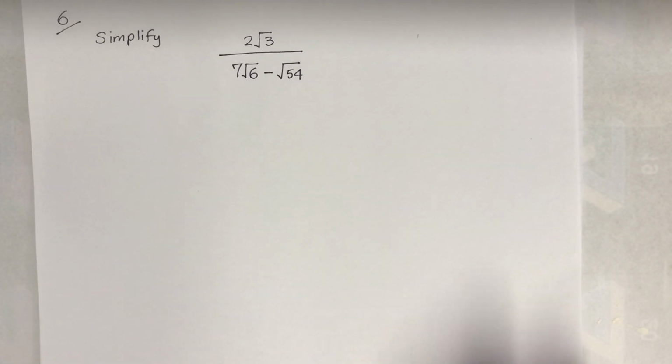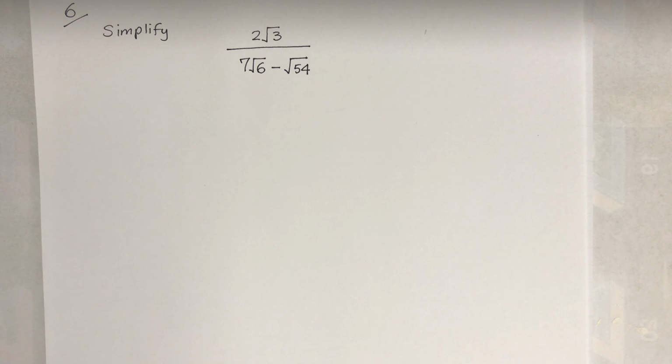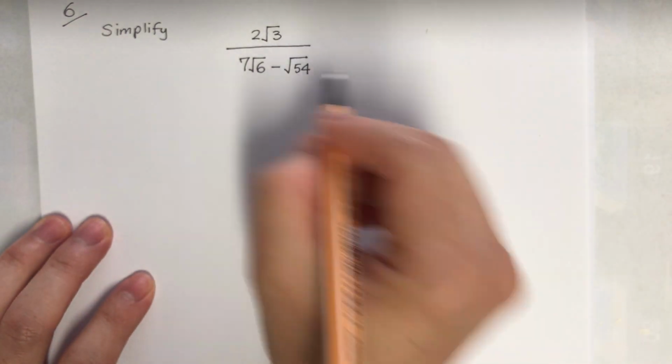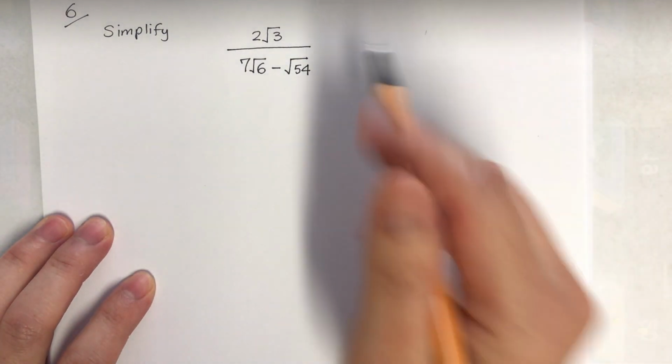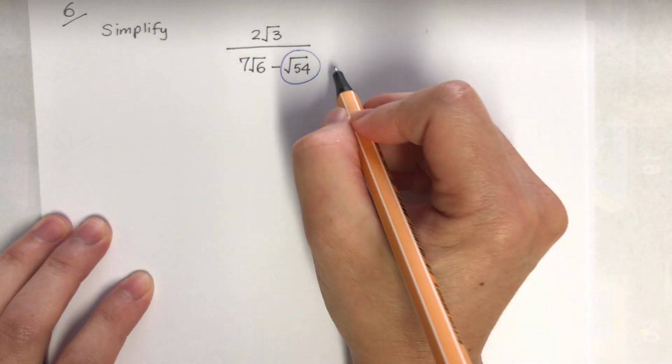Let's have a look at that. Okay, simplify that. That's not too bad, but I'm just going to do a little bit of preparing before I do rationalizing the denominator. So what's happening here is this one. I'm just going to show you a couple of ways of simplifying this.